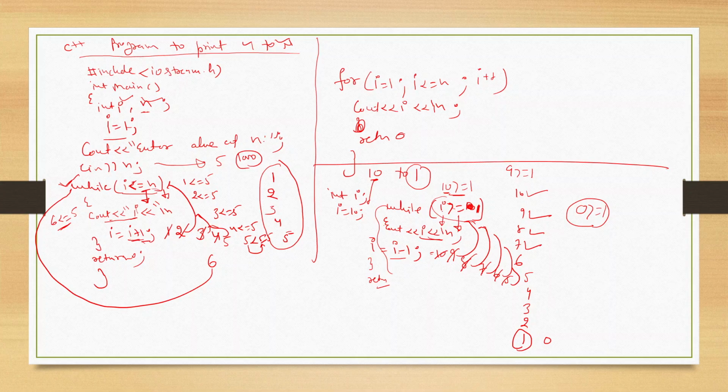Okay, this is all. You all will try to print 2 to 20, write the logic and you will be able to get the output. So that's all for the while loop.